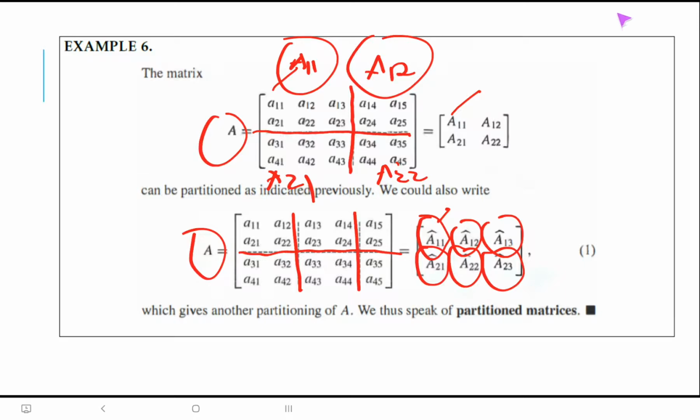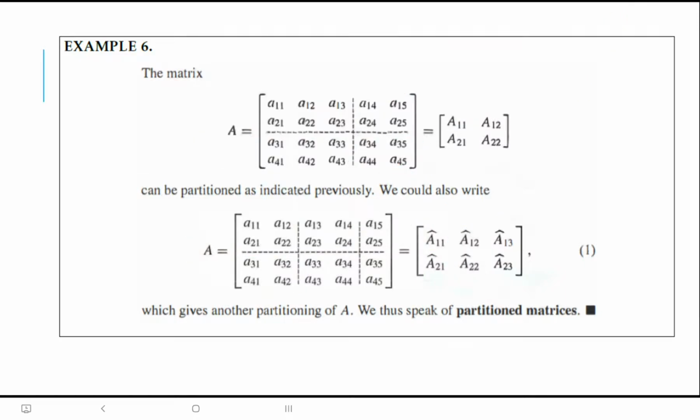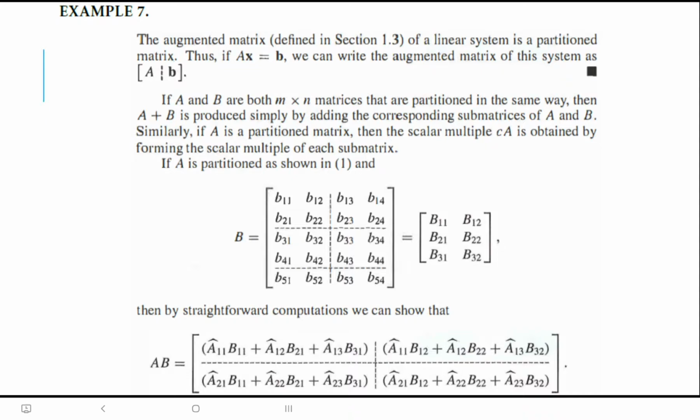Okay, so let's proceed to another example. So yung augmented matrix natin ay isang example ng partition matrix. So pinartition natin siya in a way na nakahiwalay yung B natin. Okay, so kung natatandaan nyo. And then yung A, recall that yung A natin dito ay yung ating coefficient matrix.